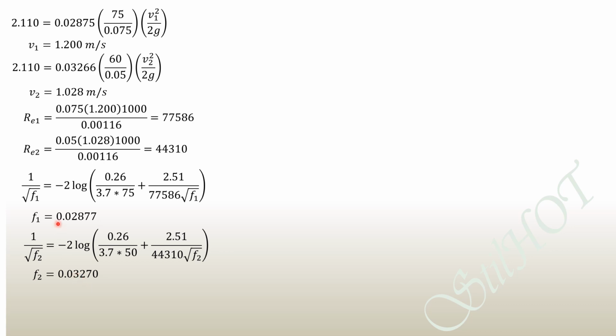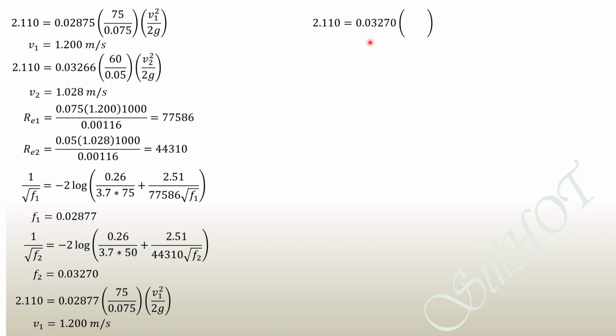So substitute into the head loss formula: 2.110 equals 0.02877 times 75 over 0.075 times the velocity head in pipe 1. So the refined mean velocity of flow in pipe 1 is equal to 1.200 meters per second. Then for pipe 2, 2.110 equals 0.0327 times 60 over 0.05 times the velocity head of pipe 2. So the mean velocity of flow in pipe 2 is equal to 1.027 meters per second.